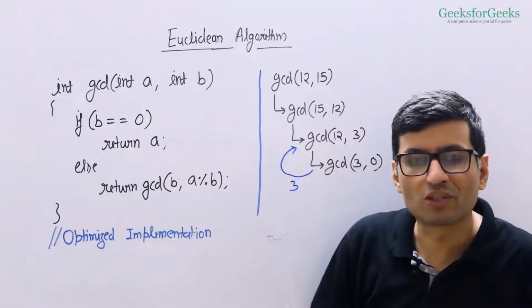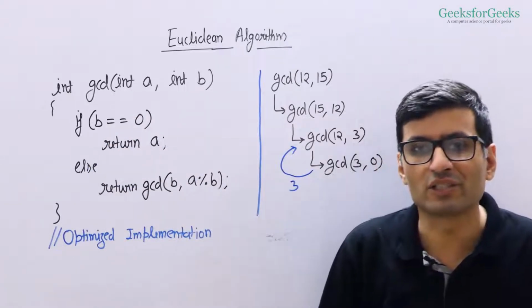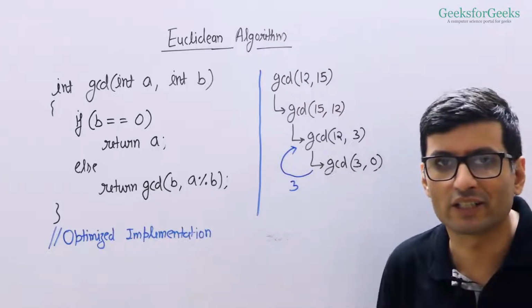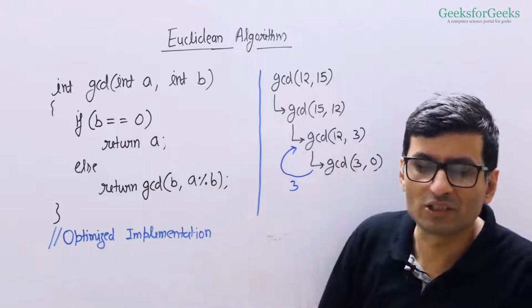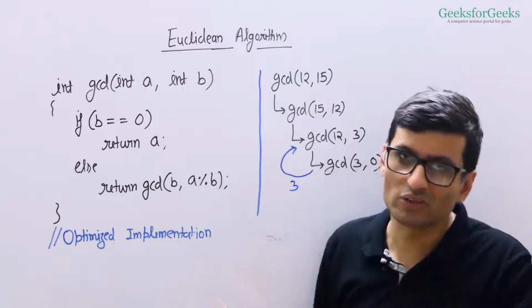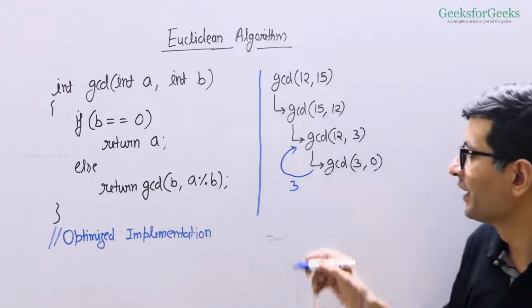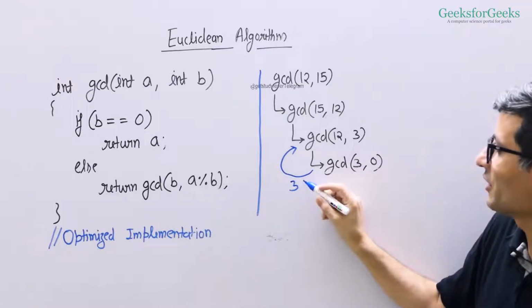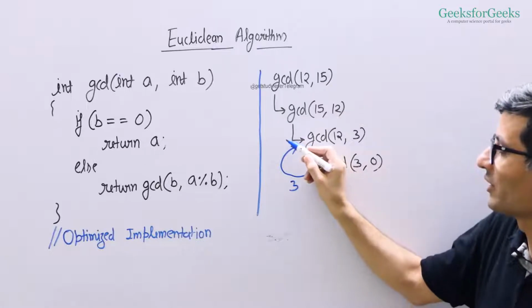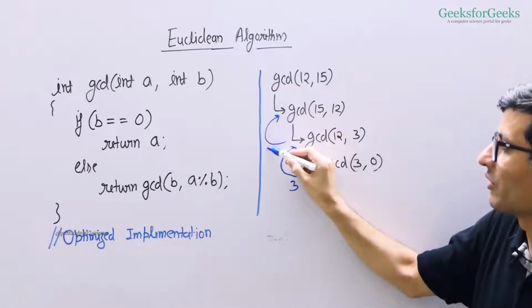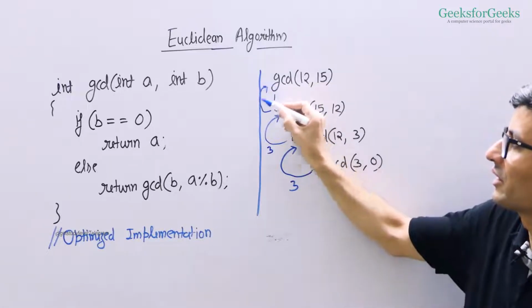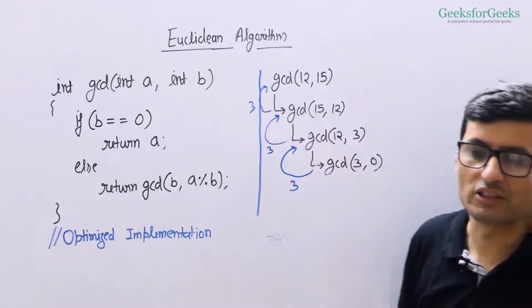And this code is so elegant, we don't even need to check if A is greater than B or B is greater than A, or whether A becomes 0 or B becomes 0. We know that B is going to become 0 first. So this returns 3 here. Then this call is also going to return 3 to its parent call, and this is also going to return 3, right? So finally we get the GCD as 3.